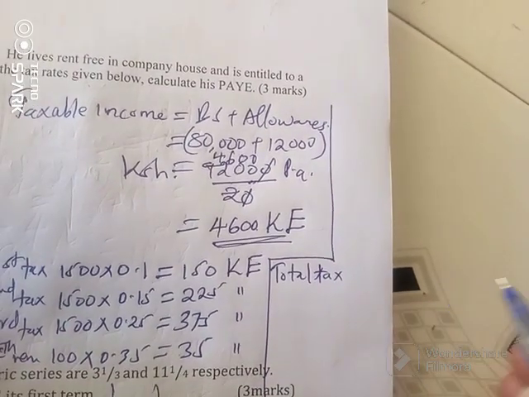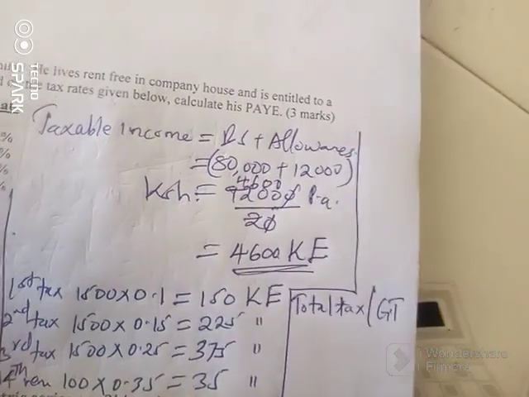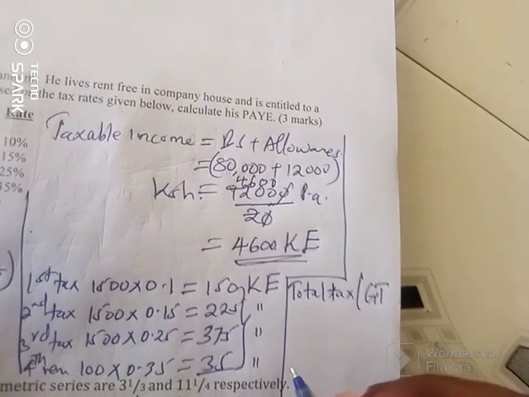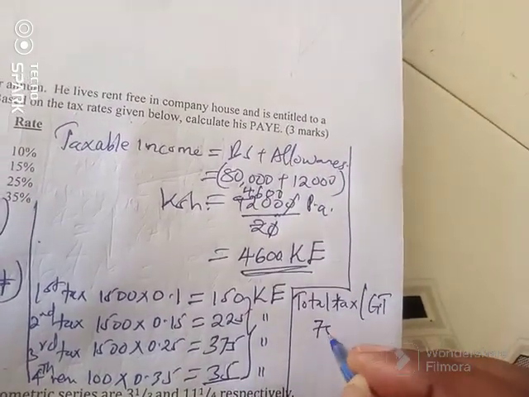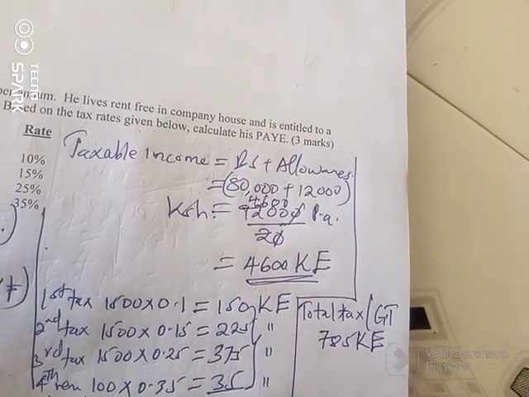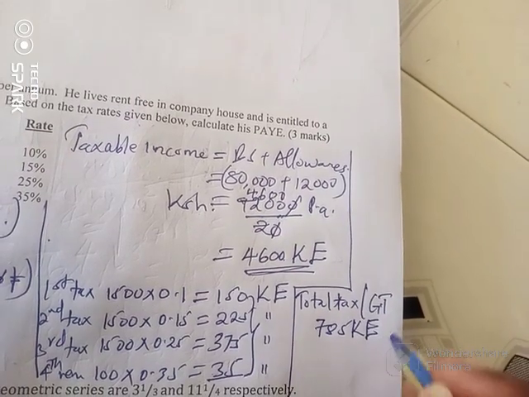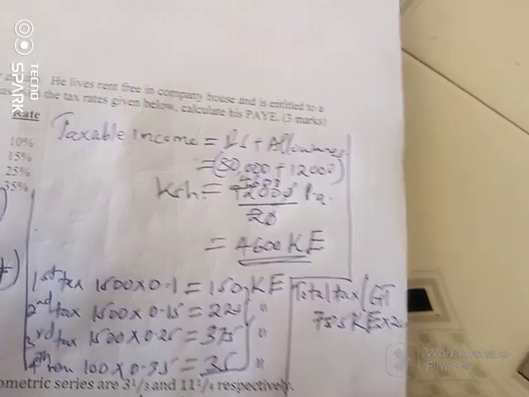Some people call it tax due or gross tax. So adding all this, summing up all this, we shall have 785 Kenya pounds. I would want to convert them into Kenya shillings by multiplying by 20. There's no space, guys.